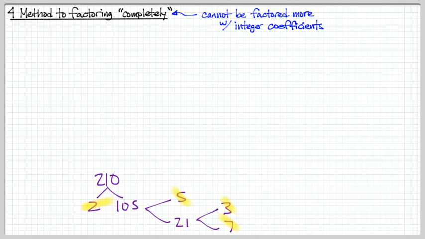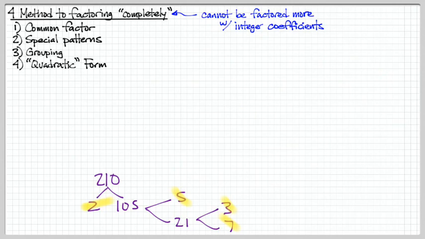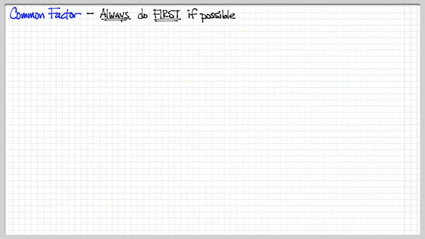We want to do the same thing with polynomials, bring it down all the way to the smallest factors that we can find. We have 4 different ways: common factor, special patterns, grouping, and quadratic form. Let's look at each one of these one by one. Common factor. This is the one that we always start by doing first, if possible. This will make our lives easier.